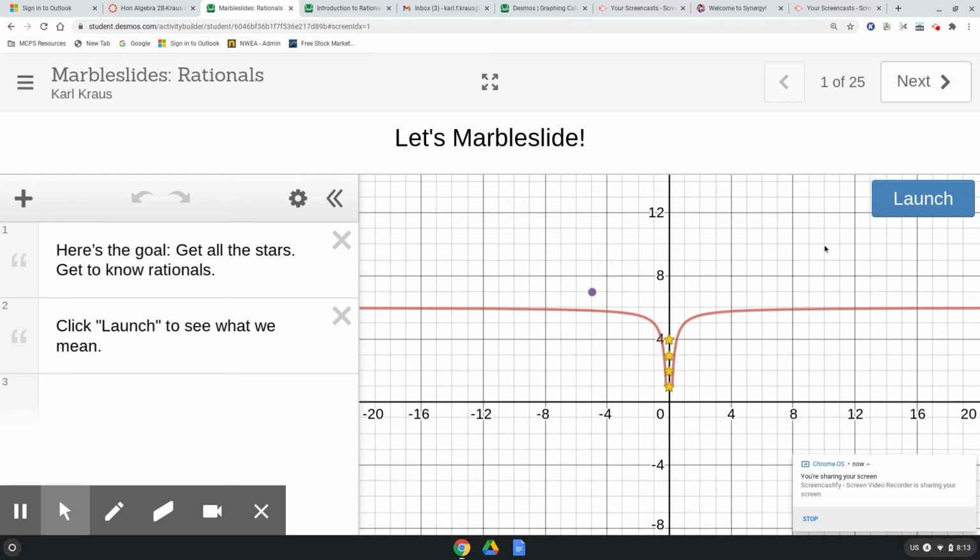This is a video of marble slides. So the first slide says, here's the goal, get all the stars, get to know rationals. Click launch to see what we mean. So when you hit the launch button here, the marble should collect the stars. So I'm going to have to modify the functions on the next slides.